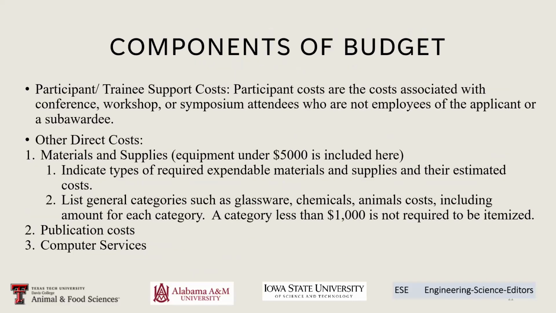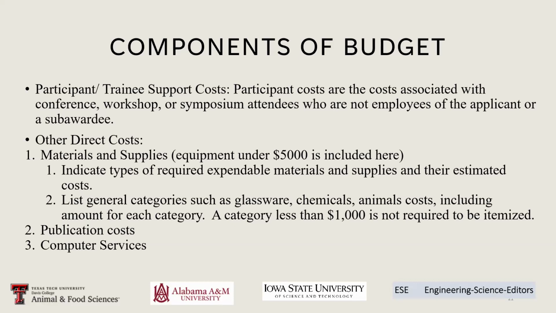One category that I asked Naomi to give us a little bit more detail on is this participant or training support costs. So these are participants that are participating in your project, and it could be associated with conferences, workshops, symposiums, who are not employees of the applicant or subawards. Right. Can you tell us a little bit more detail about what this category is and how it's used?